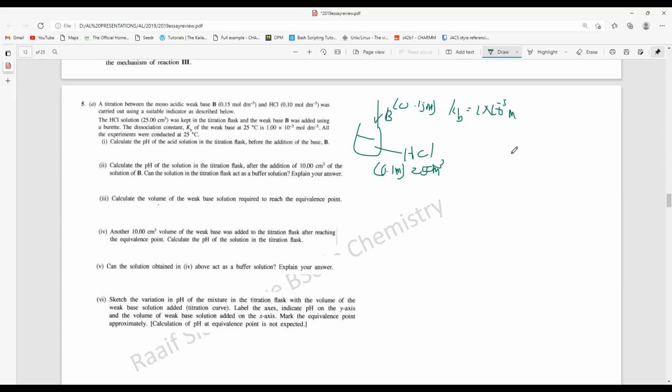So pH is very easy. Now this part is very easy, right? Because you know pH is equal to minus log H plus concentration. So you can write down minus log 0.1 M. So basically pH would be equal to 1.0. Calculate the pH of the solution in the titration flask after addition of 10 cubic centimeter of solution B.